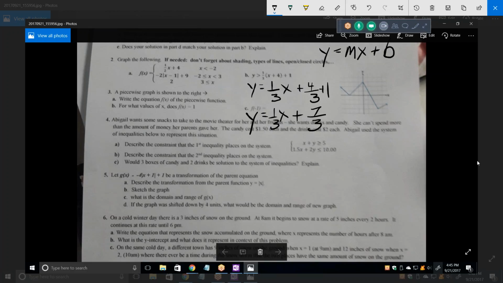Okay. Now, I got to graph this. First of all, if I graph it as a line, I would be graphing the equation. And it's not an equation, it's an inequality. So, I'm going to have a solid line or a dotted line? A dotted. Correct. Where do I start?